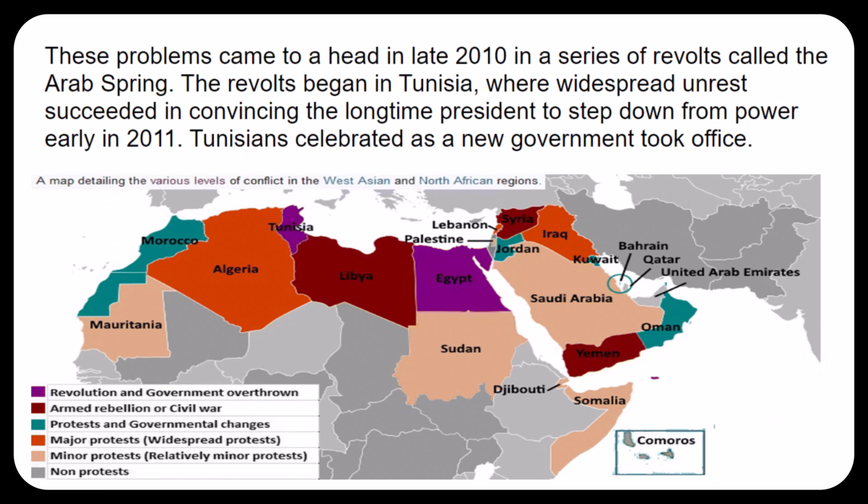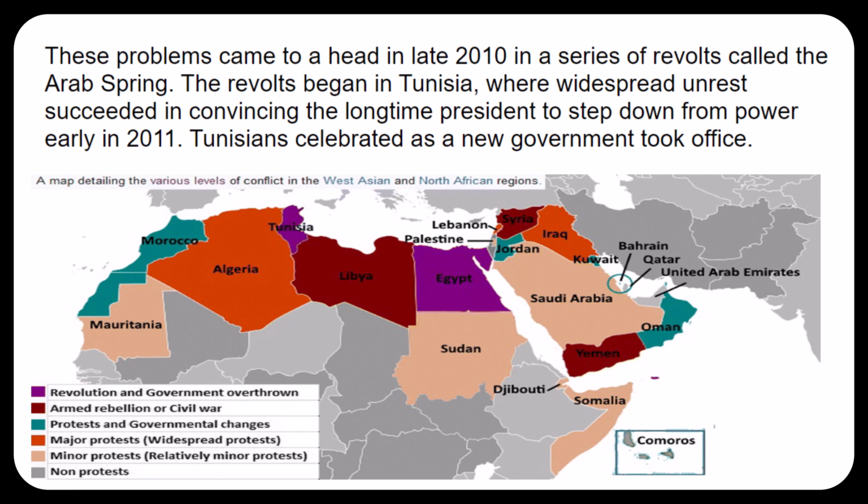These problems came to a head in late 2010 in a series of revolts called the Arab Spring. The revolts began in Tunisia, where widespread unrest succeeded in convincing the longtime president to step down from power early in 2011. Tunisians celebrated as a new government took office.